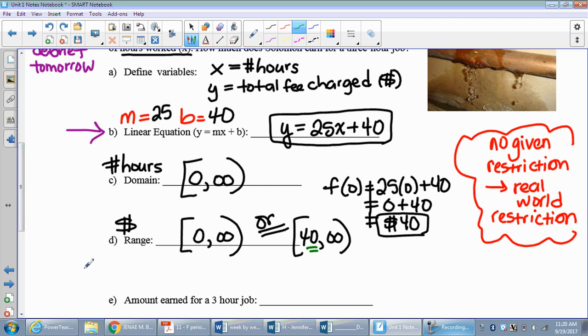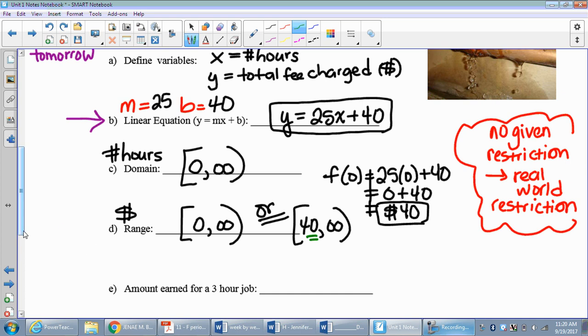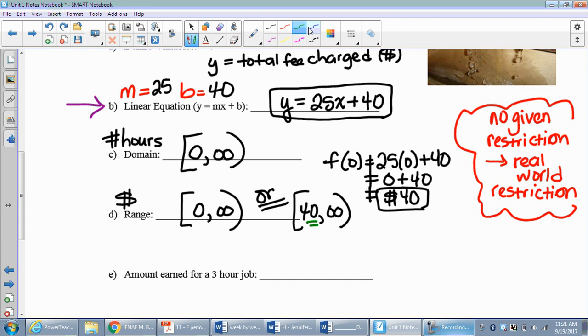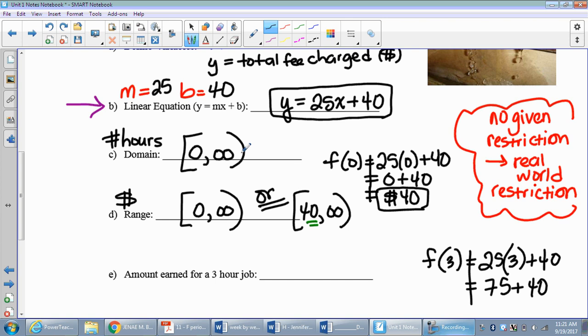We still have this e-part question to answer. How much do you earn for 3 hours? To know how to plug that in, I can look at how I define my variables. x is hours. So I know that that will be an input. We are going to evaluate f of 3 using our model, 25x plus 40. So it's going to be 25 times 3 plus 40. And we can either think mental math here. 25 is like a quarter, 25 cents. If I have 3 quarters, I have 75 cents. Or grab your calculator, and I do 75 plus 40. Oops.